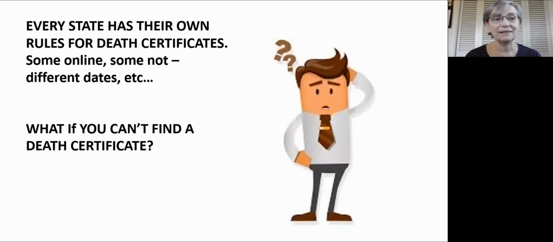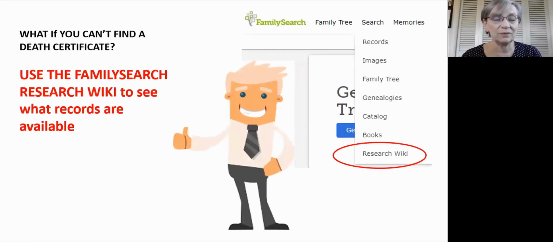Every state has its own rules for death certificates, and different countries also. So what do you do if you can't find a death certificate? I know, for example, that Arkansas did not start having official statewide death certificates until 1914. Georgia didn't begin until 1919. We have some in Utah as early as 1904, but statewide registration really took place in 1905. So every state was just a little bit different, and you need to know when those dates are, and the wiki is a great place to find out what the dates are for when those records began.